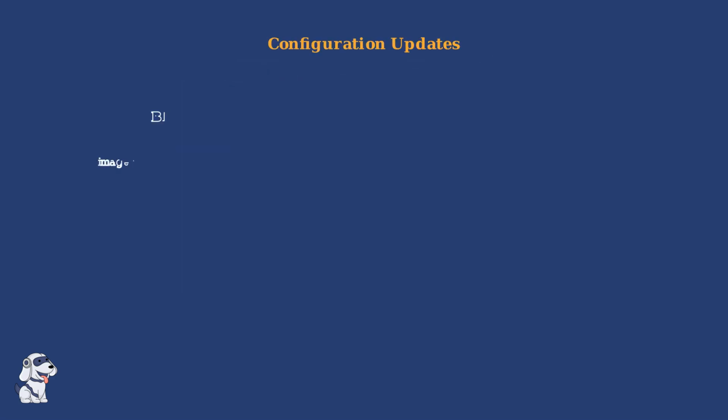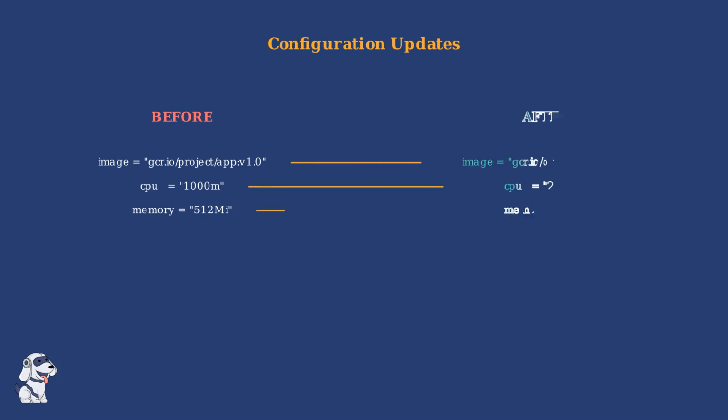We will make three key updates to our Cloud Run service. First, we'll update the container image from version 1.0 to version 2.0. Second, we'll increase the CPU limit from 1000 millicores to 2000 millicores. Third, we'll increase the memory limit from 512 megabytes to 1 gigabyte.